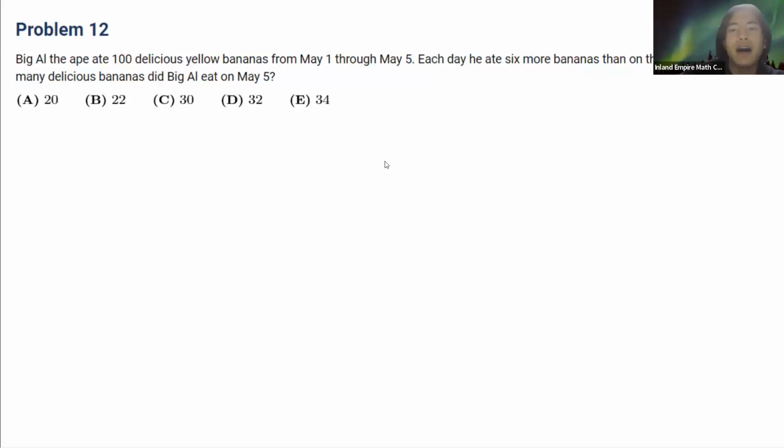So in that case, what I would do is simply set the number of bananas he ate on May 5th as n. And I would set the number of bananas he ate on May 1st as n minus 4 times 6, right? Because it's May 5th, so there were 4 consecutive differences between them, because each term is 6 more than the previous day. So that means 4 days ago, he ate 24 less.